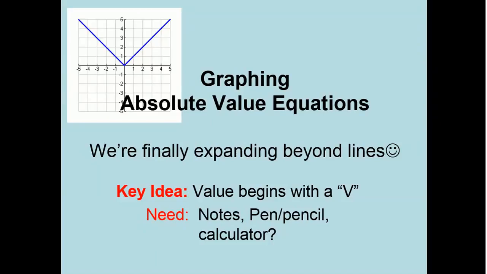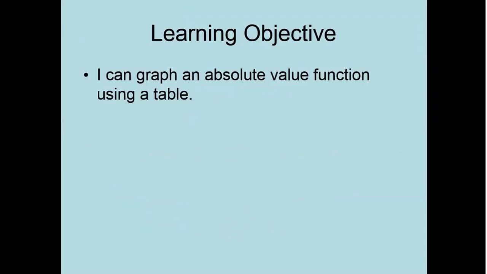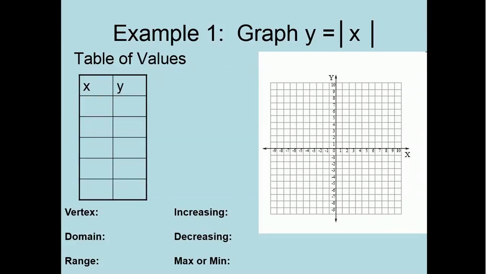What you're going to want to have on you is your notes, a pen or a pencil, and then you're also going to want a calculator to do some simple addition and subtraction today. Your learning objective: I can graph an absolute value function using a table. So today we're going to make a graph using a table, which is nothing new. We've done it before.